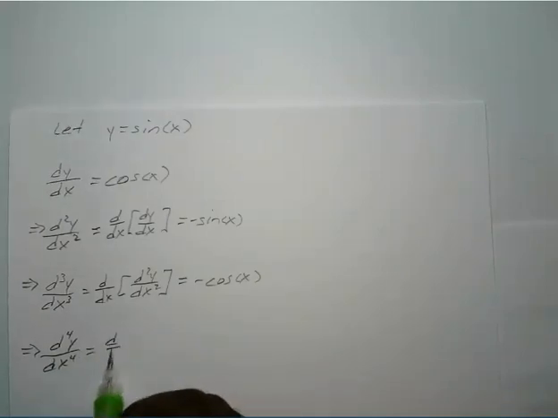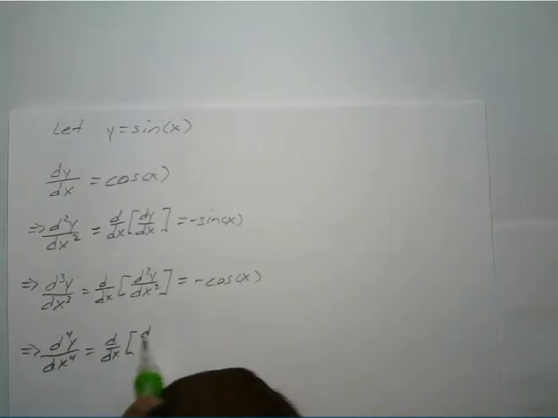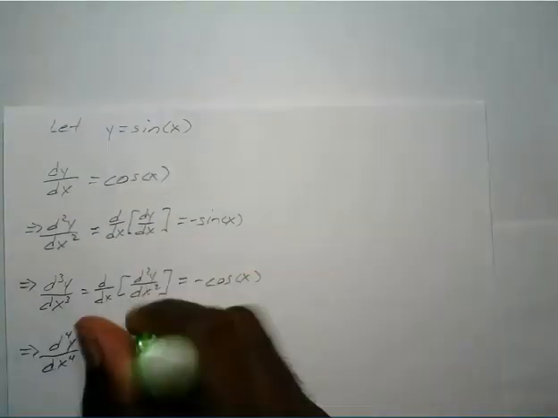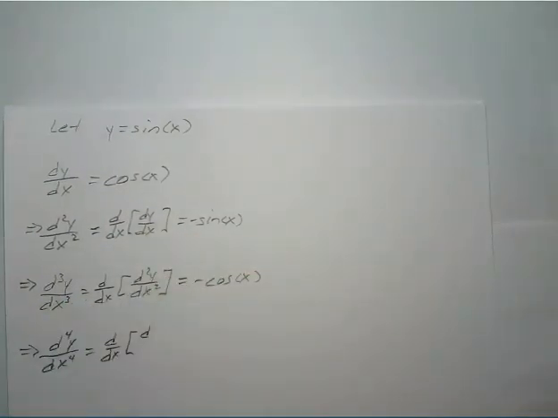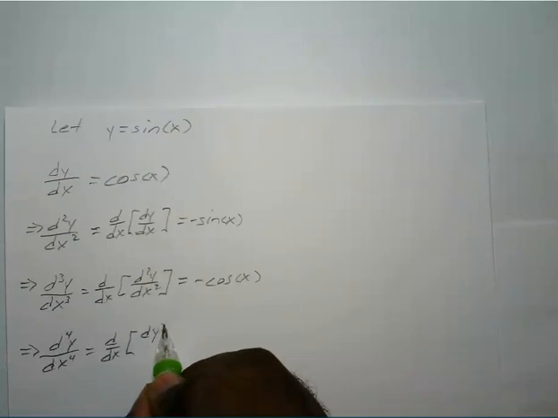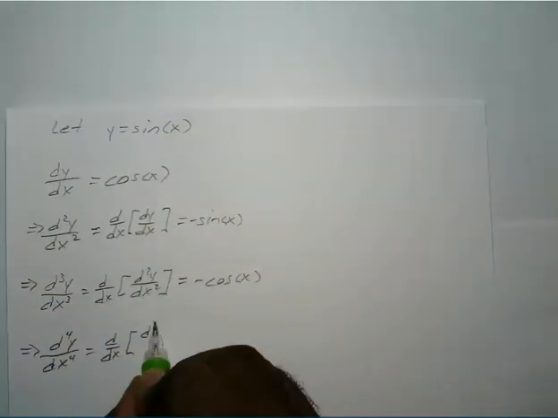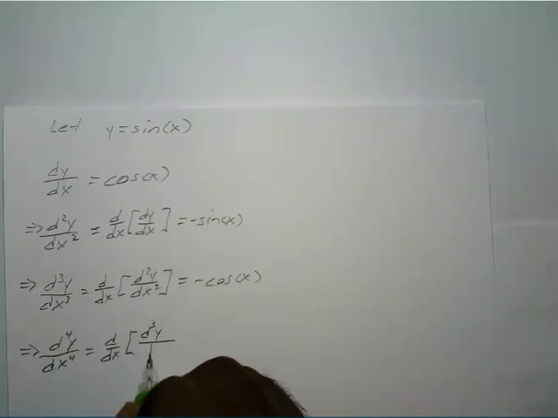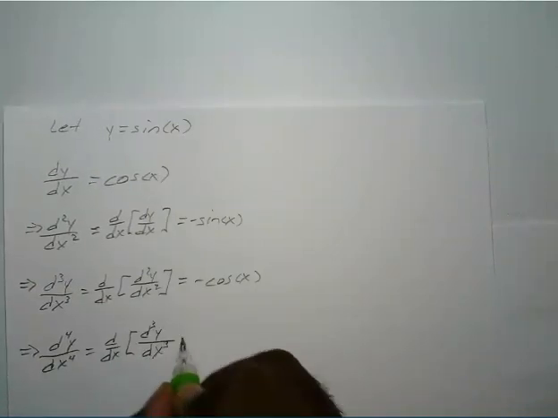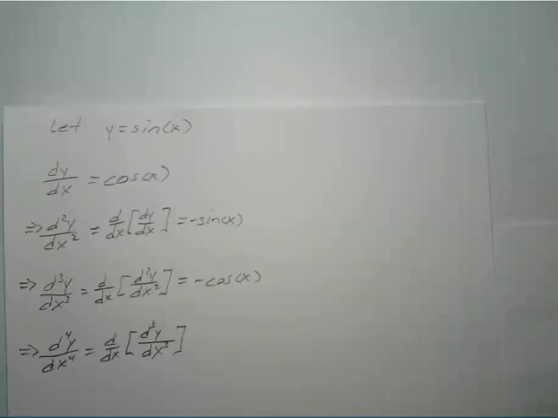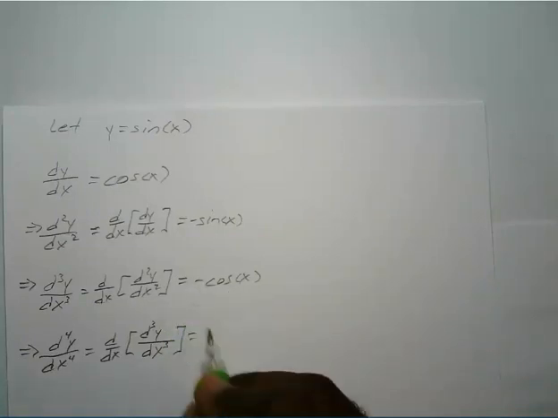What about our fourth derivative? That's just going to be the derivative of the third derivative. Not cubed, but the third power. So that's going to be the derivative of negative cosine of x. The derivative of cosine is negative sine, so you have negative times negative sine, which is sine.